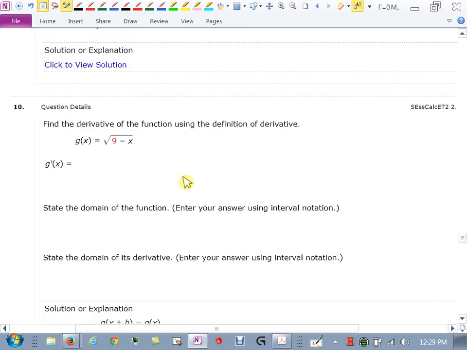All right, if we take the derivative here, let me see here. This will be negative 1 over 2 square root of 9 minus x. That's what you would get if you take the derivative of that. So again, I'm not going to go through the work. I'll show you the work just so you have it.